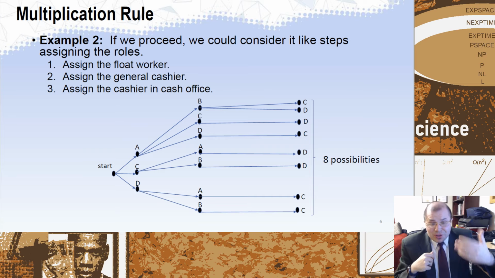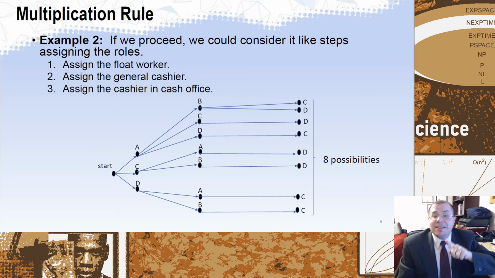However, I want you to notice something. If I pick Alice, then Charlie as the general cashier, then it must be that Drake is in cash office, because I already picked Charlie to be a general cashier. Remember, our constraints are in play. Likewise, if I pick Drake, then I know Charlie has to be in cash office.